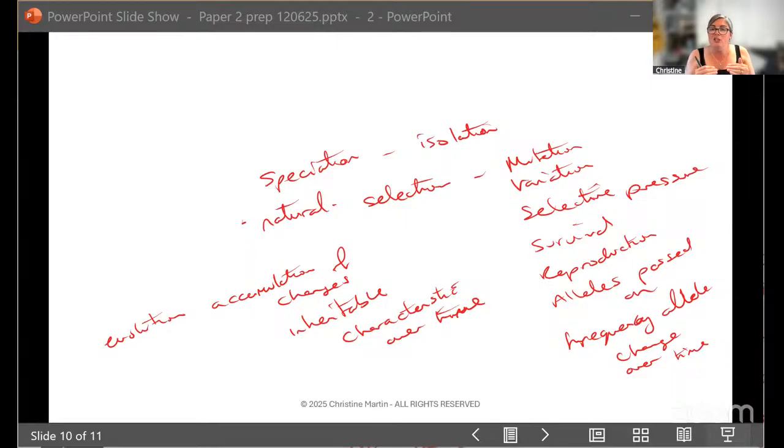So speciation, there is isolation that happens. Then we're going to have random spontaneous mutations that occur because they happen in DNA replication. There's going to be variety, variation within the population. The environment will give some form of selective pressure.